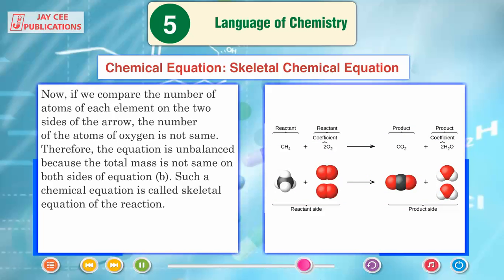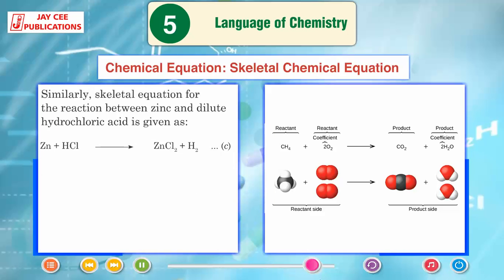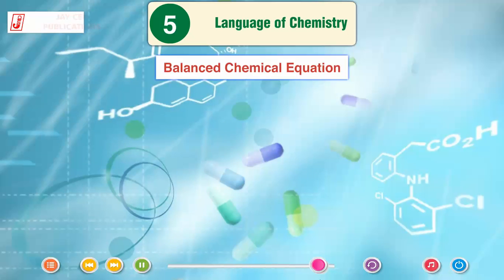Now, if we compare the number of atoms of each element on the two sides of the arrow, the number of atoms of oxygen is not the same. Therefore, the equation is unbalanced because the total mass is not the same on both sides of equation B. Such a chemical equation is called a skeletal equation of the reaction. Similarly, the skeletal equation for the reaction between zinc and dilute hydrochloric acid is given as Zn plus HCl gives ZnCl2 plus H2.